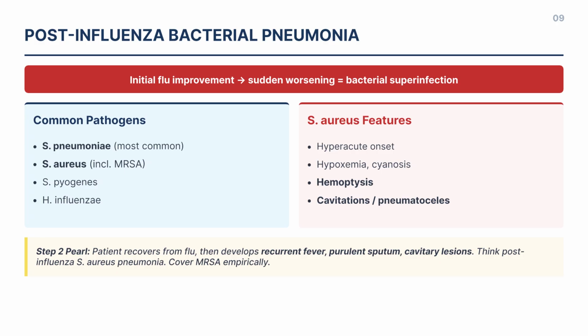Step 2 Pearl. The classic vignette is a patient who recovers from flu, then develops recurrent fever, purulent sputum, and cavitary lung lesions. Think post-influenza Staph aureus pneumonia. Empirically cover for MRSA with vancomycin or linezolid.